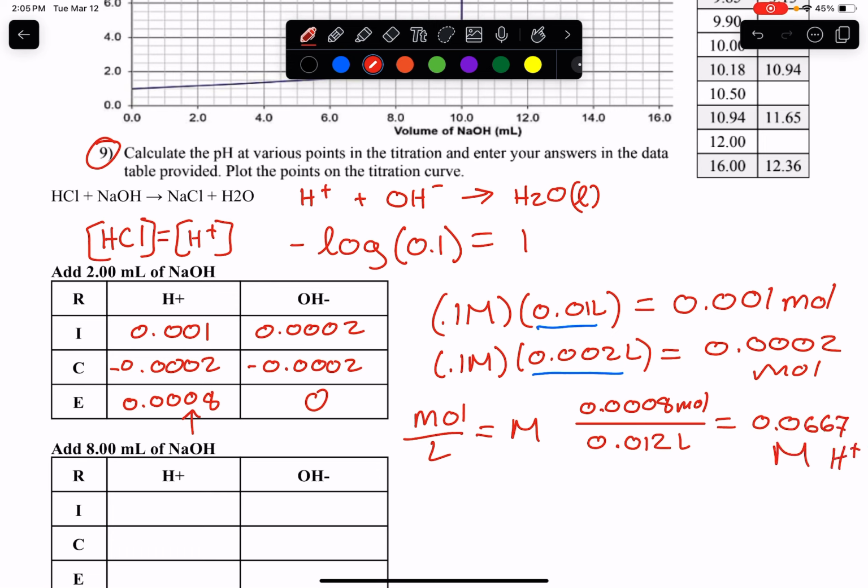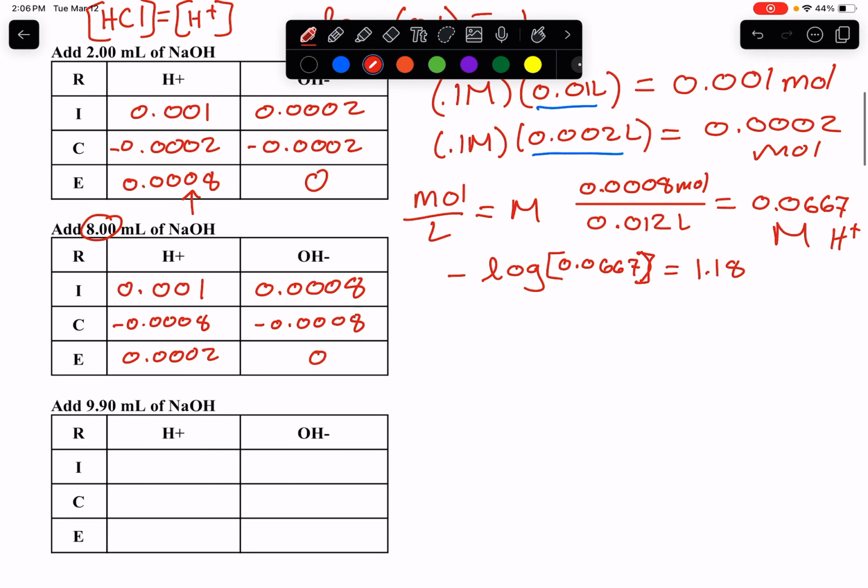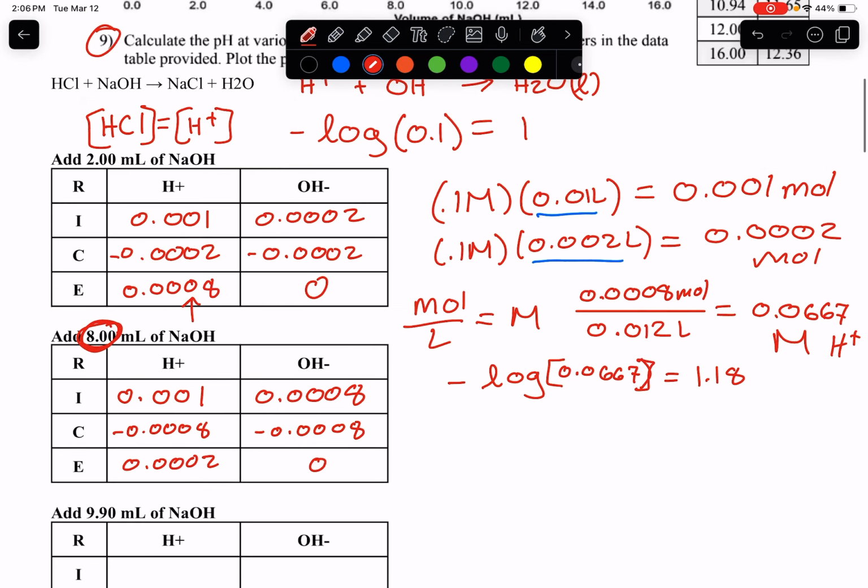So now the next block we need to do is 8 milliliters, and that's for this one. Our initial is the same. We initially still have our 10 milliliters of the hydrochloric acid. Now we have this for our sodium hydroxide. That is still the limiting reactant, so we still use up all of that. And now we have left over only 0.0002 moles of H plus. And now the total volume is 18, our 8 plus the original 10 here.